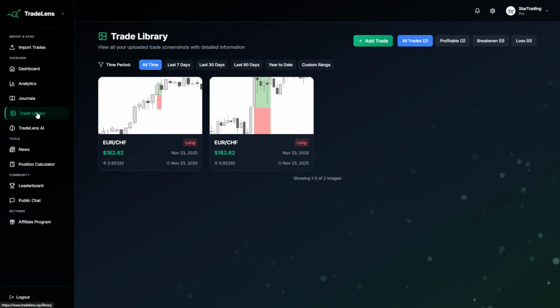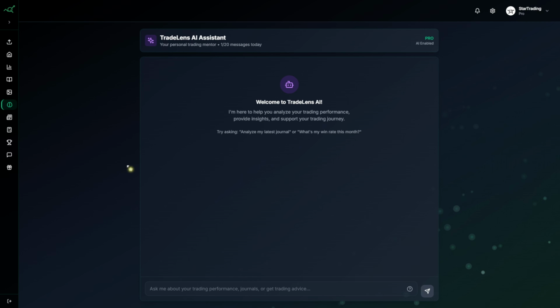So after we have journaled our trades, I would like to quickly introduce you to the TradeLens AI assistant. Now guys, this is by far the most powerful thing that you can ever wish for in a journal. Because in here, you have a personalized assistant that you can ask questions and you will get the most out of your trading by simply asking a question.